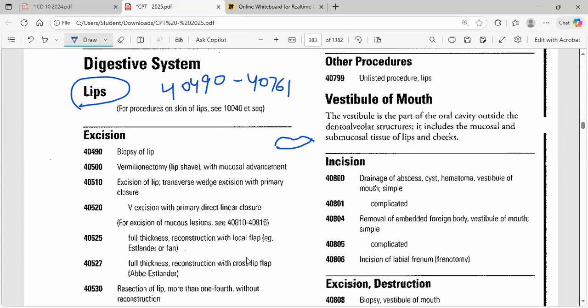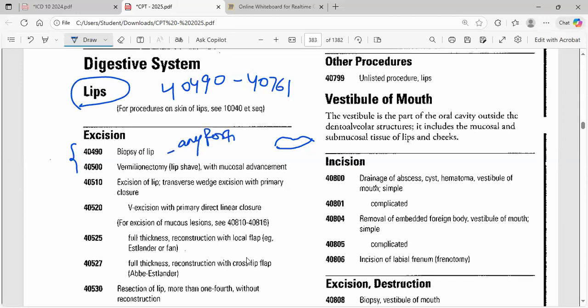The cutaneous portion of the upper lip extends from the bottom of the nose to the nasolabial fold, up to the vermilion border. This is the vermilion border. So any procedure performed on the cutaneous part, vermilion border, and the mucosal part of the lip, we are going to code from the series 40490 to 40761. Our first code is biopsy of lip. We are going to use this code if a biopsy is performed on any portion of the lip.